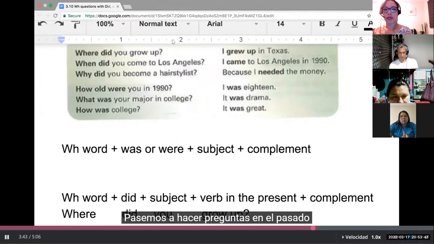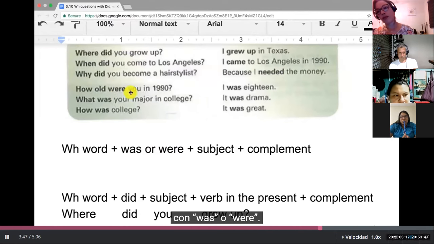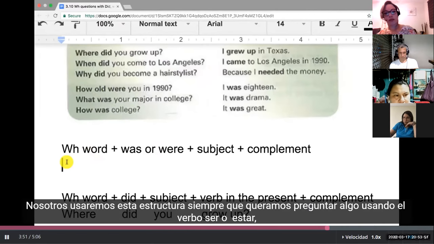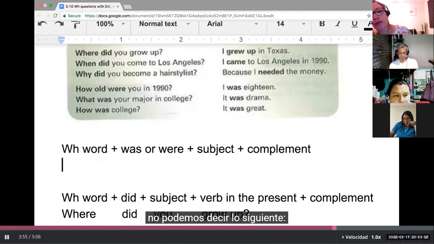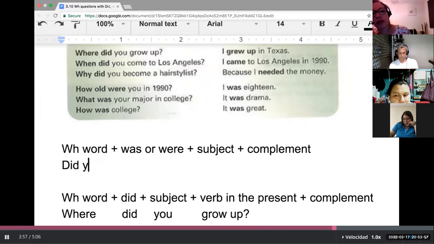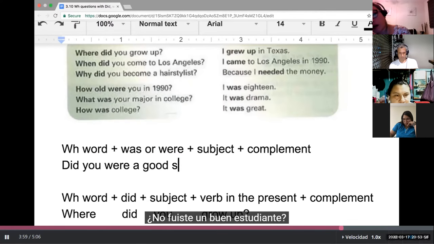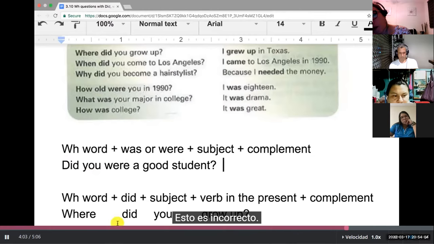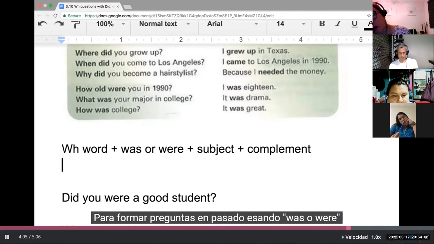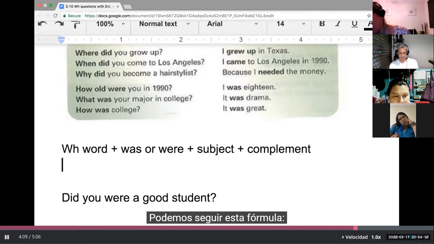Let's move on to asking questions in the past tense with was or were. We will use this structure whenever we want to ask something using the verb to be. We can't say the following: Did you wear a good student? This is incorrect. To form questions in the past using was or were, we can follow this formula.